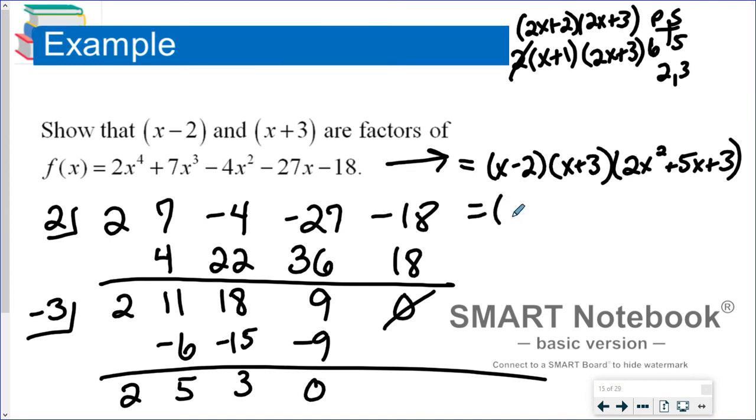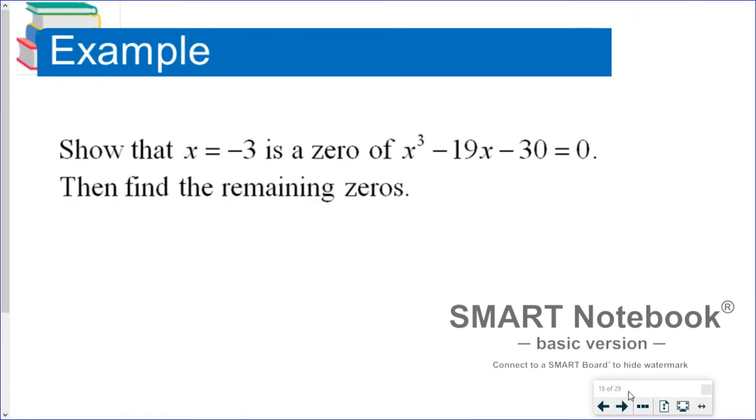They did not ask us to do this, but had they said factor completely, all right, we did. And even furthermore, we could find all the zeros of this function, right? Easily set each one of these equal to 0 and solve. Right? But that's a little bit more than what they asked, but just for future reference.